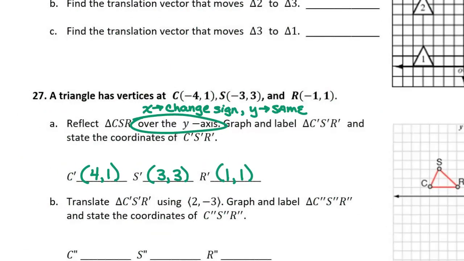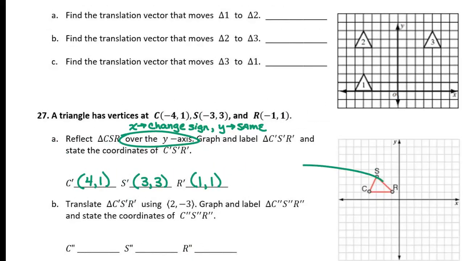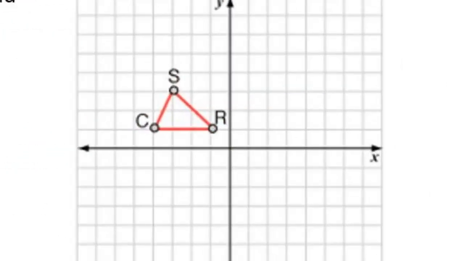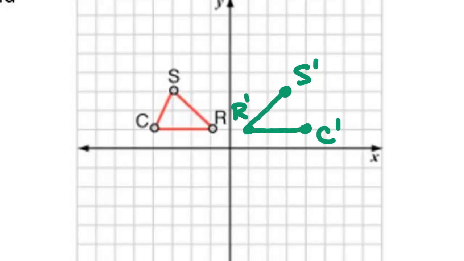And then we're going to go and plot those points. 4, 1. That is my C prime. 3, 3. That is my S prime. And 1, 1 is R prime. And then we trace in that triangle shape.